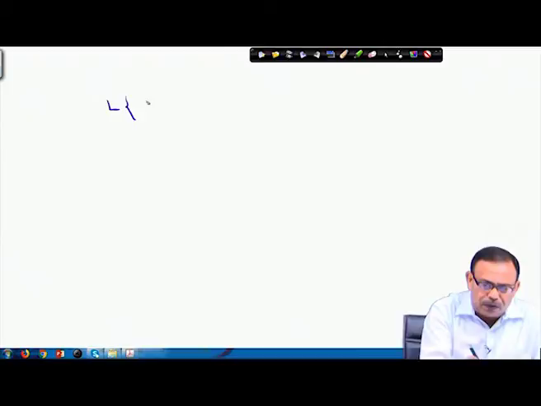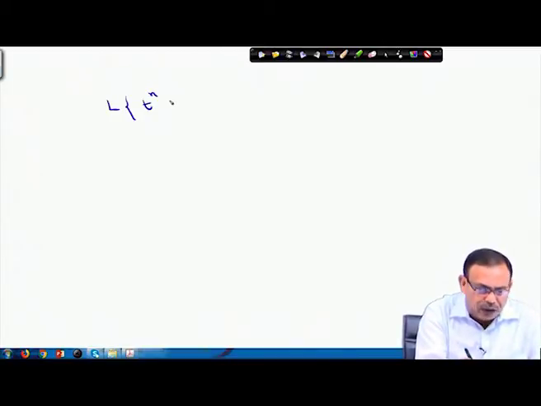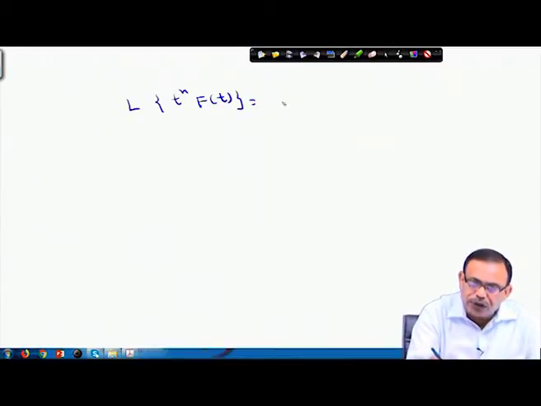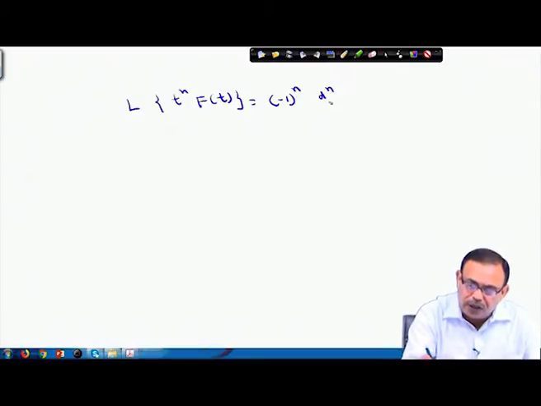Let us start from the right side, that is t to the power n into f(t). Laplace transform of t to the power n into f(t). This is equals, using the properties I know, minus 1 to the power n d n by d s n of F(s).